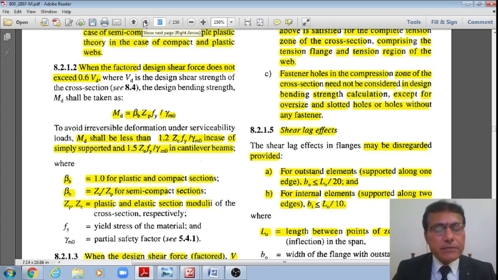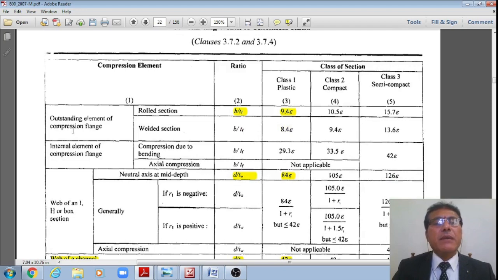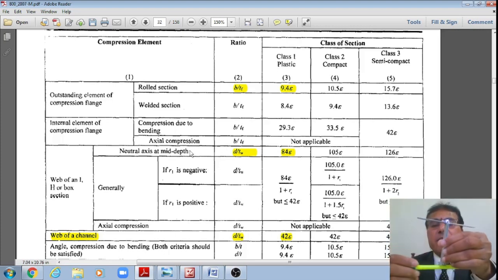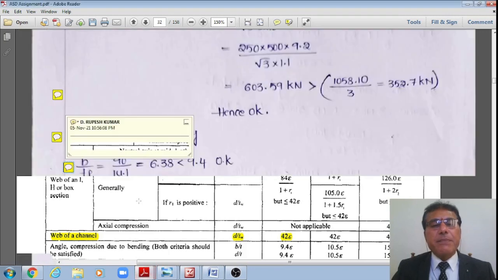Yes, I am there on page number 18, where for the outstand element of the compression member of a rolled steel section, b by tf, if it is less than or equal to 9.4 epsilon, then the section is a plastic section. For the web of an I section with the neutral axis at the middle depth, I am considering a symmetric section about the horizontal axis. Therefore, if d by tw is less than or equal to 84 epsilon, then the section is a plastic section or class 1 section. Let me check whether the section is plastic or not.